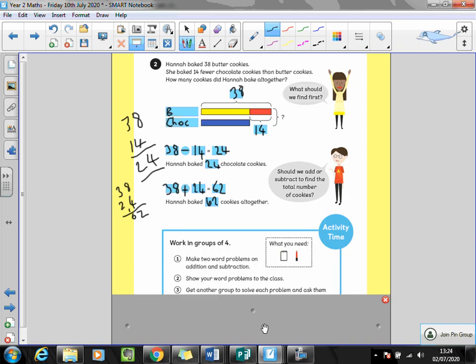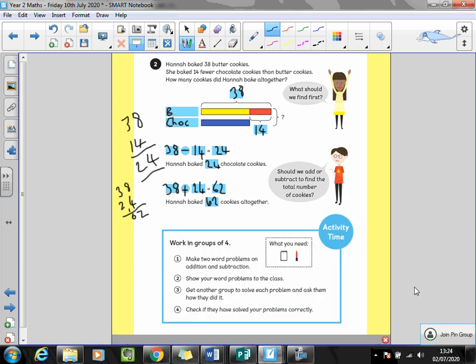Now, you're going to do an activity. Now, it does say work in groups of 4, but you might be able to adjust this to work with just an adult or a big brother or sister. You need a pen and some paper.